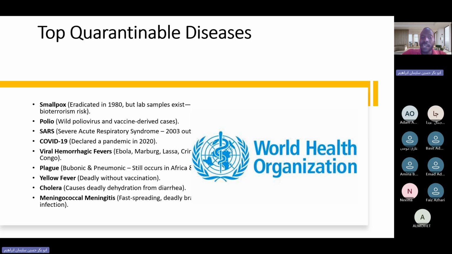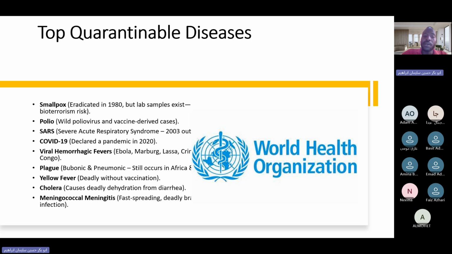Also viral hemorrhagic fever. Viral hemorrhagic fever is a group of diseases like Ebola, Marburg, Lassa and Chikungunya. All viral hemorrhagic fevers are considered quarantinable diseases. When you need to travel or move from an area with this kind of disease, you have to have a certificate or get the vaccination.